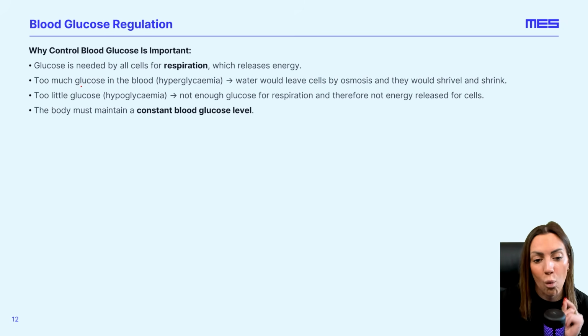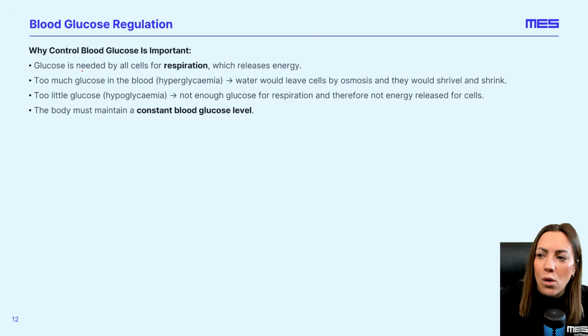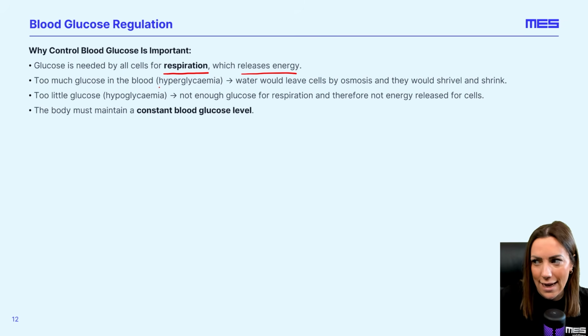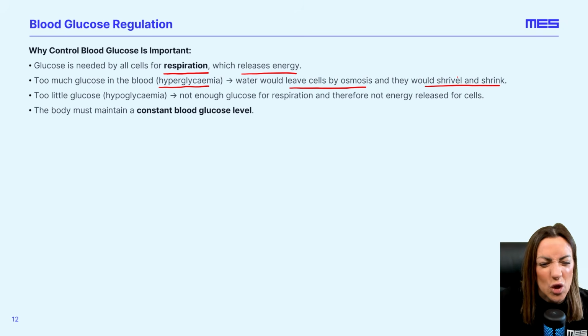Let's start by thinking, why is it important that we control our blood glucose? Why do we want to keep it at a normal level without massive peaks or troughs? Well, glucose, which is a simple sugar, is needed by all your cells for respiration to release energy. So we've got to have a supply of it at all times. But if you have too much glucose in your blood, which would be called hyperglycemia, you don't have to know that word, but high blood glucose, water would leave the cells by osmosis and your body cells would start to shrivel and shrink.